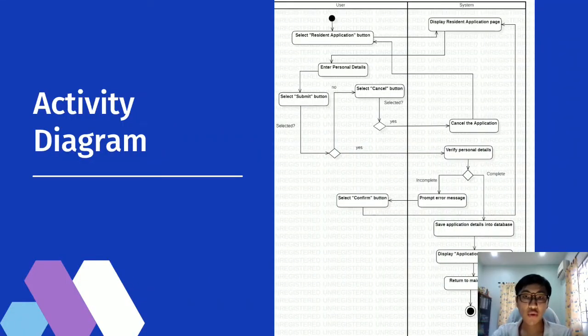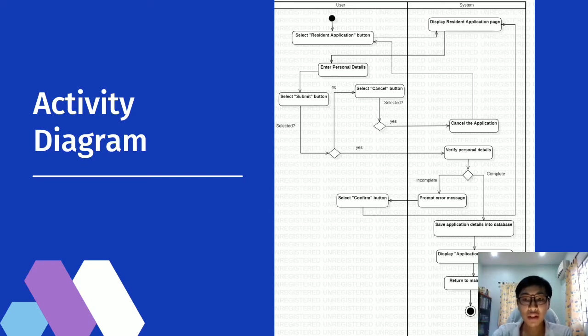As you can see right now, this is the activity diagram for this requirement. First, the user will select the resident application button, and the resident application page will be displayed. The user will enter the personal details and select the submit button. If the submit button is pressed, the system will verify the personal details. Or else, the user will select the cancel button, which prompts the application to cancel and return to the resident management system page.